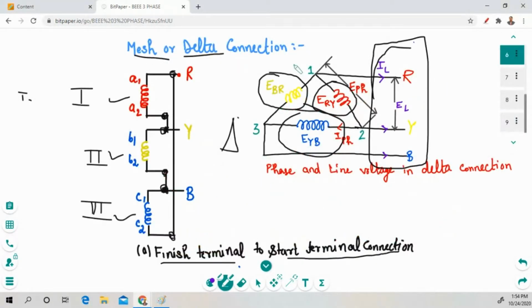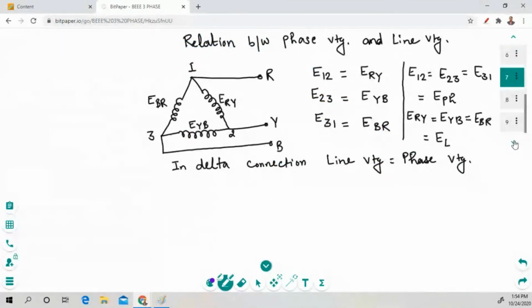And in the case of delta connection, we have connected these three windings from start terminal to finish terminal, and the voltages generated across the phase winding are called phase voltages, and across the line we get the line voltage. And we have calculated the relation between the phase voltage and the line voltage.